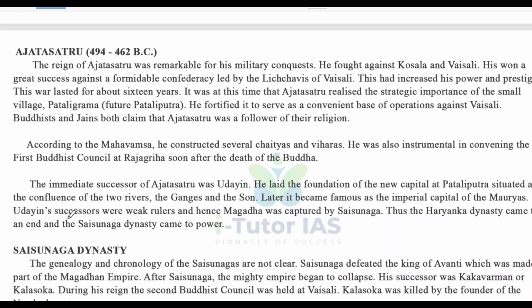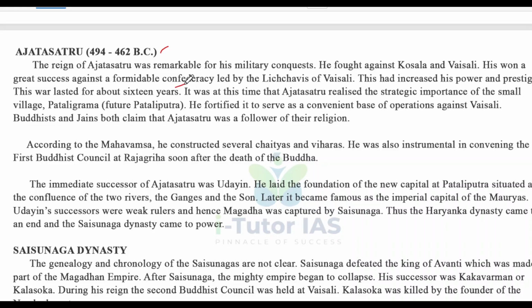Next is Ajatashatru. The time period is 494 to 462 BC. The reign of Ajatashatru was remarkable for his military conquests. He fought against Koshala and Vaishali, and he won a great success against the formidable confederacy led by the Lichchhavis of Vaishali. This increased his power and prestige, and this war lasted for about 16 years.